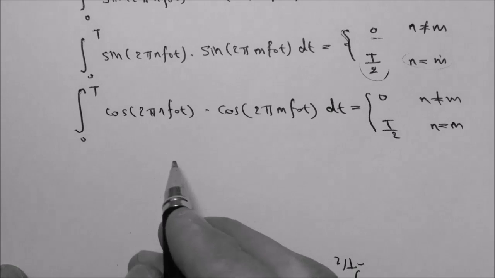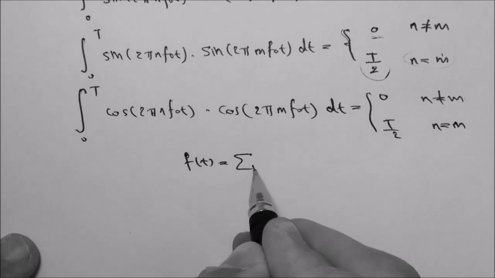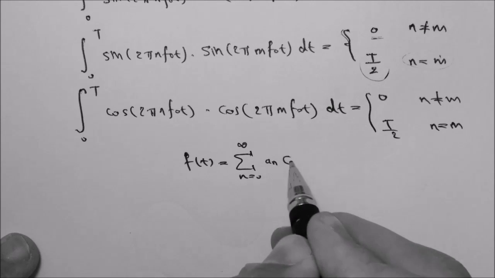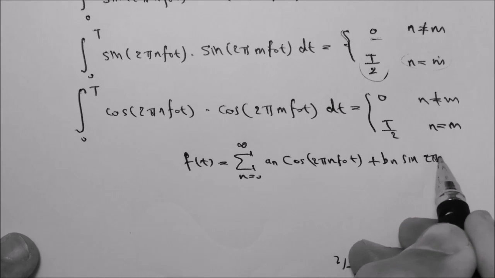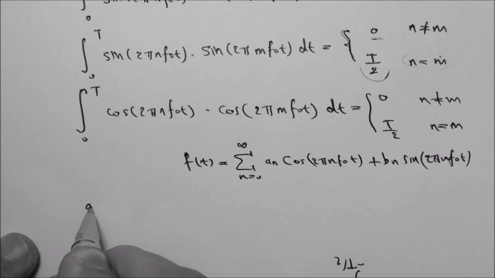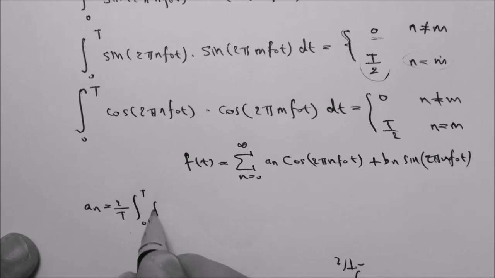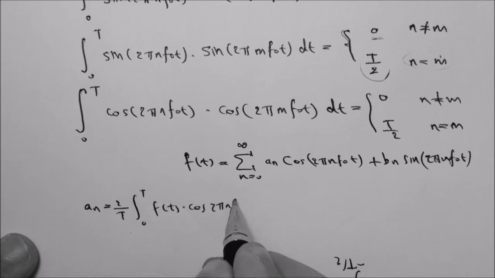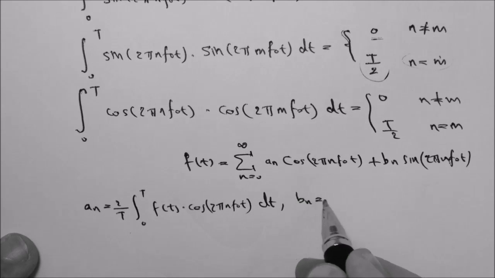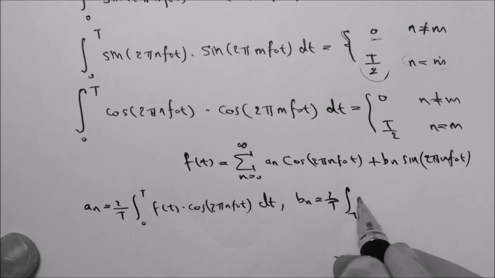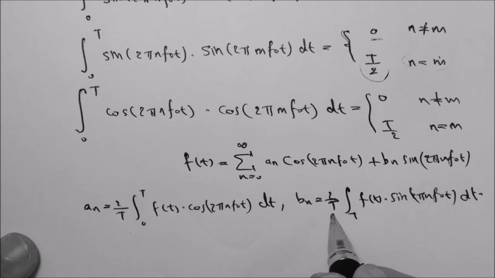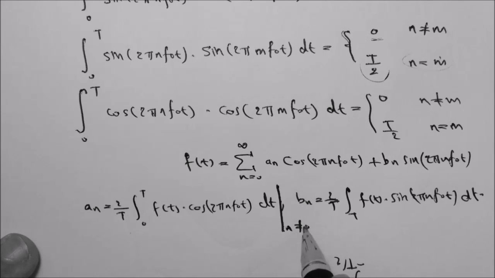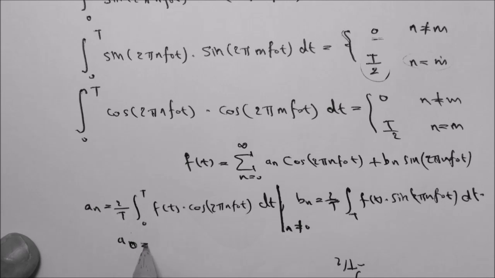So finally, the formula of the Fourier series: f of t equals the summation from n equals 0 to infinity of an cosine 2 pi n f naught t plus bn sine 2 pi n f naught t. an equals 2 over T times the integral from 0 to T of f of t times cosine 2 pi n f naught t dt, and bn equals 2 over T times the integral over time of f of t times sine 2 pi n f naught t dt. This is for n not equal to 0. For n equals 0, a naught equals 1 over T times the integration over time of f of t dt.